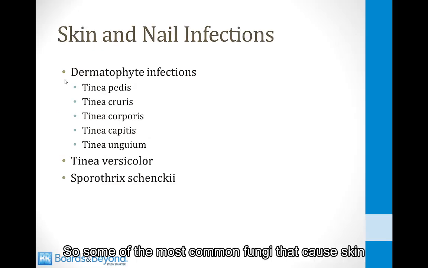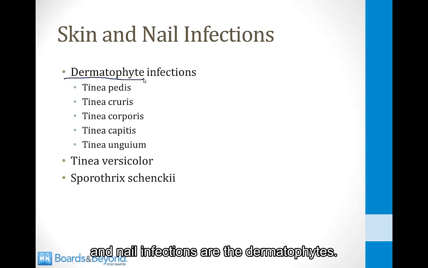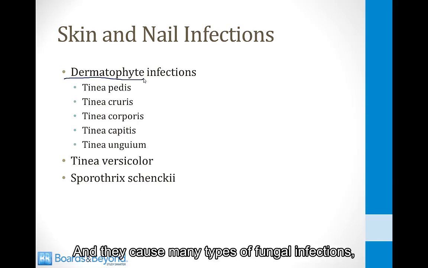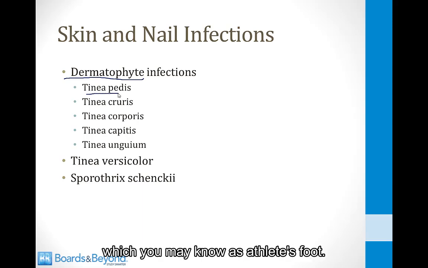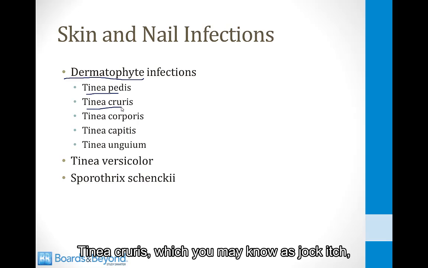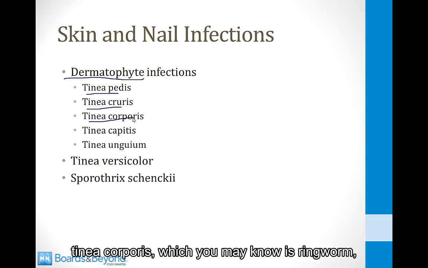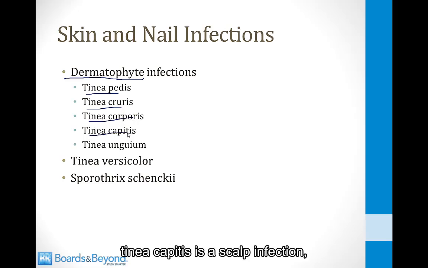of these fungi. So some of the most common fungi that cause skin and nail infections are the dermatophytes. The dermatophyte is a group of fungi that all subsist on keratin, and they cause many types of fungal infections, including tinea pedis, which you may know as athlete's foot, tinea cruris, which you may know as jock itch, tinea corporis, which you may know as ringworm, tinea capitis is a scalp infection, and tinea unguium is a nail infection.